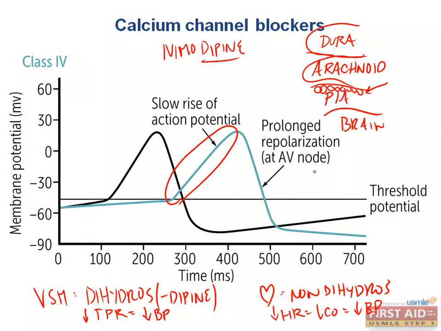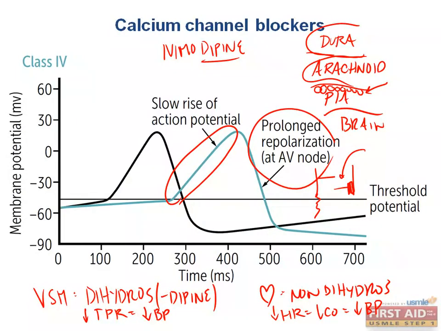Also, we discussed how the verapamil and diltiazem prefer to bind calcium channels that are being depolarized very frequently. They will bind to the inside of the L-type calcium channels and prevent them from restoring to their normal state, which causes a prolonged repolarization at the AV node.